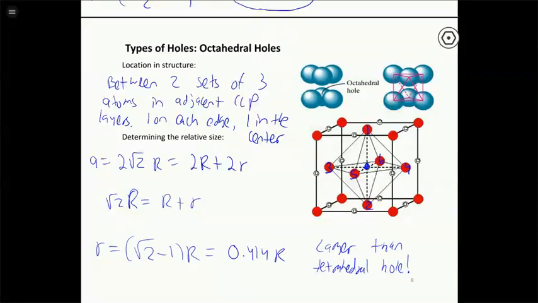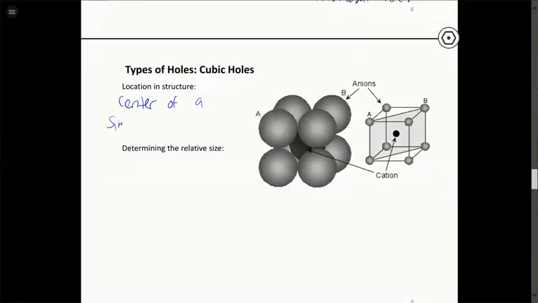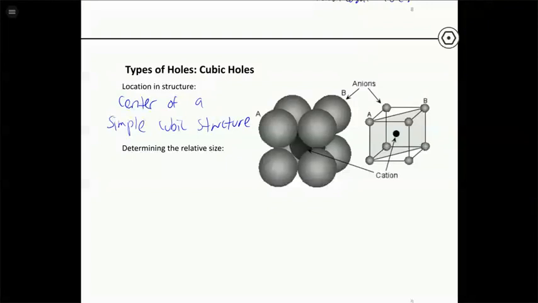And then the last type of hole is a fairly simple one also. It's called a cubic hole. So in this case, for a cubic hole, we're just looking at the center of a simple cubic structure. So the first two holes, tetrahedral and octahedral, exist in face-centered cubic. Now here we go back to simple cubic, and if we put another ion in the center, that's what we call a cubic hole. So we have the larger ions occupying the corners, and then we put the opposite ion right in the center. That's what we call a cubic hole. Okay, so anions on the corner, cation in the center is how it typically works.